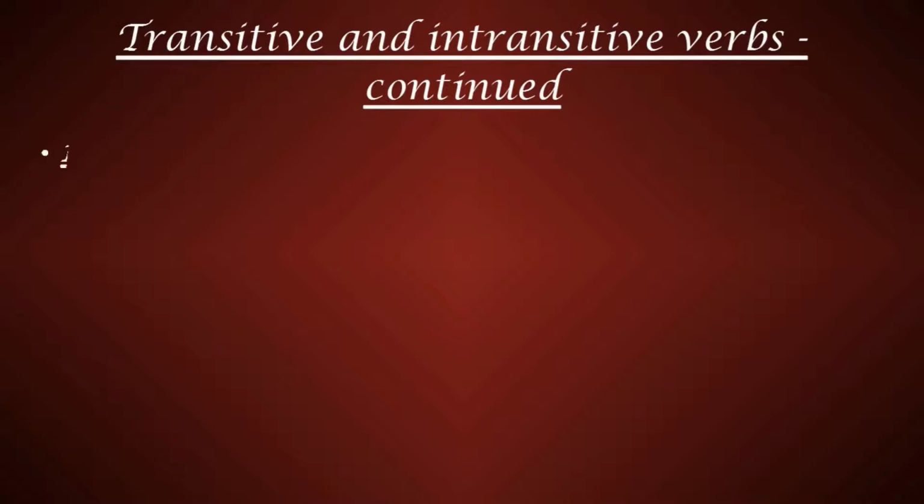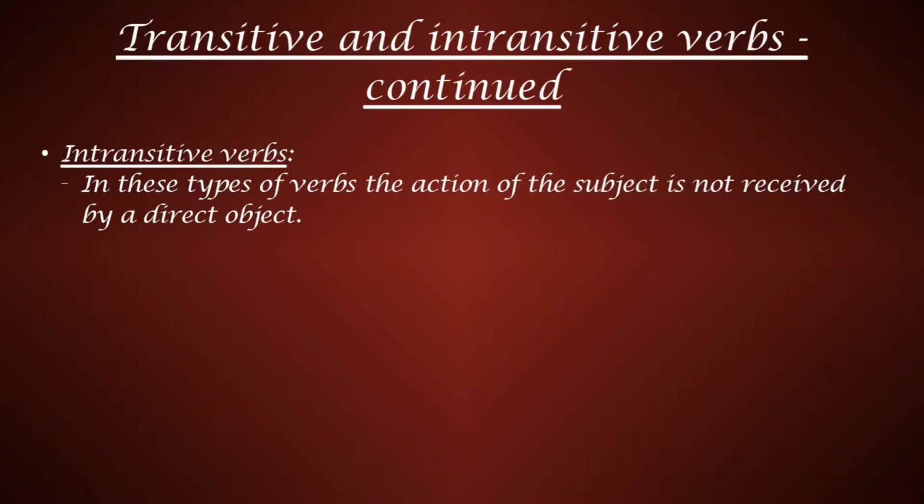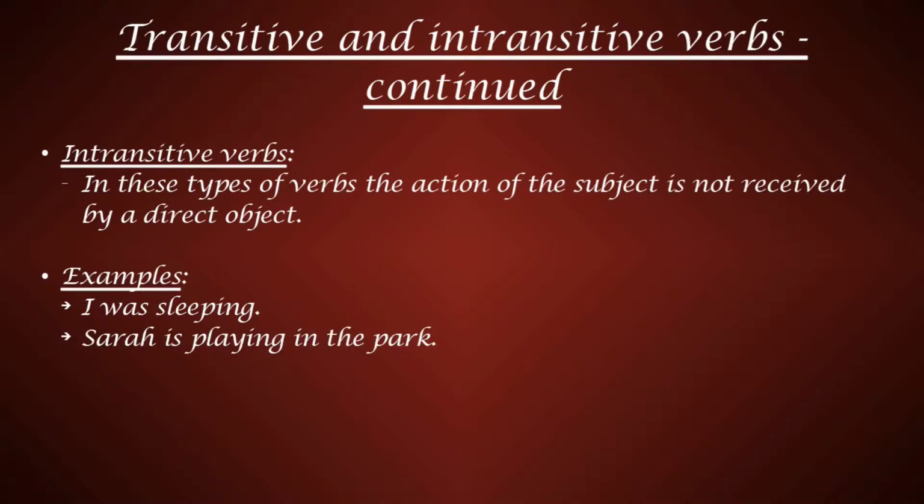Intransitive verb. In these types of verbs, the action of the subject is not received by a direct object. Example is, I was sleeping, Sarah is playing in the park. Here the actions of sleeping and playing are not received by any direct object. So, these are intransitive verbs.